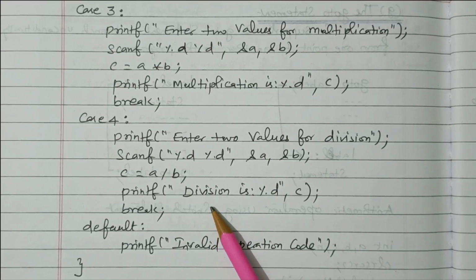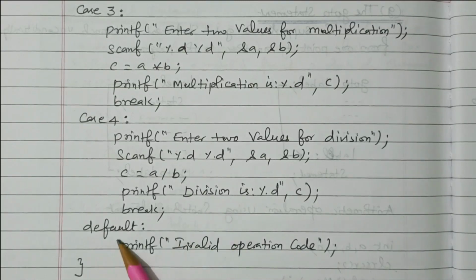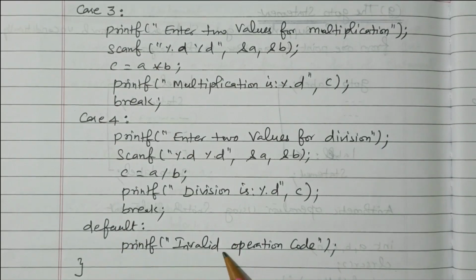Suppose the user does not enter these values 1, 2, 3, 4, but any other, like 5, or exit. Not entering these values means it will go to the default. Other than these 4 values, it will go to default, invalid operation code. Then it will break the process. It will get out of the program, right?